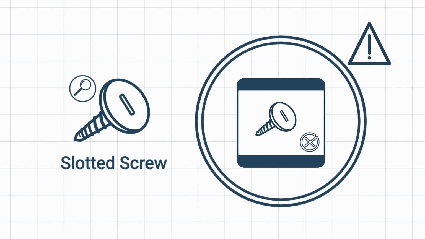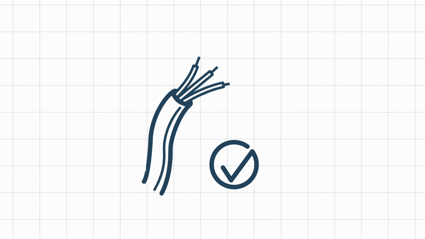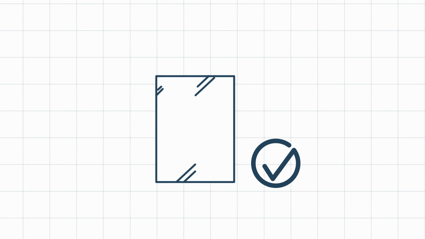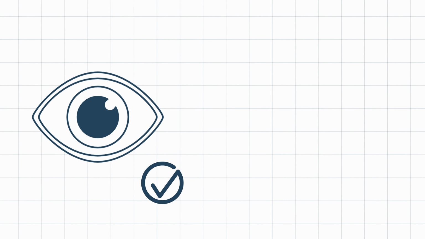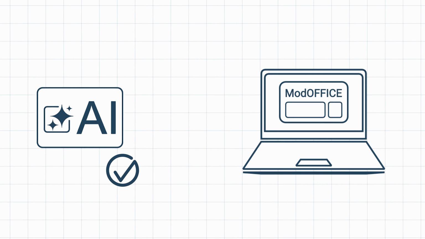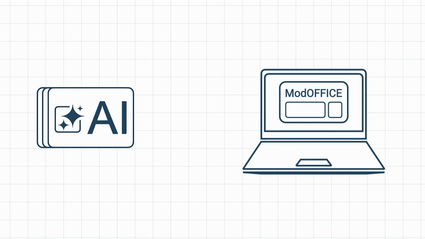With the right AI models, wiring, THT components, screws or surfaces, among other things, can be inspected. As long as it can be seen with the human eye, the AI can also be trained to recognize it. And anyone can create these exact AI models themselves with ModOffice. So how does it work?